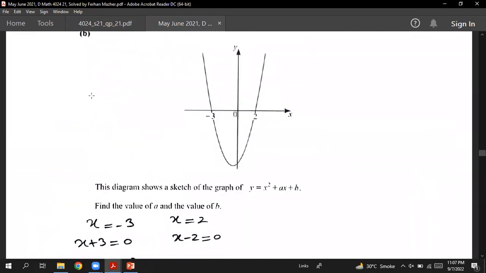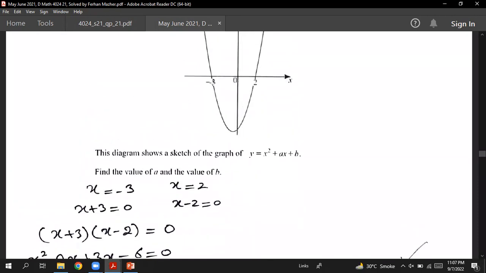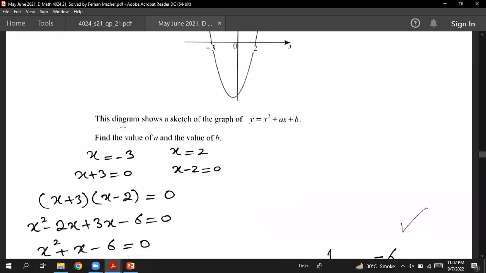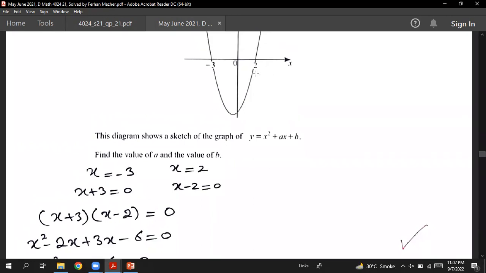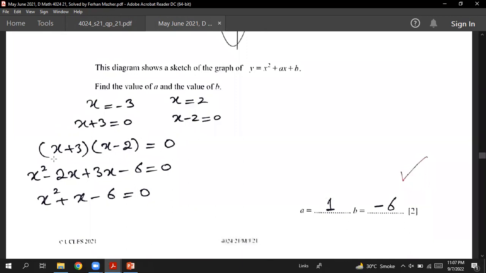Here I have done another way, and this way is much easier. Here the x value is -3. So take this -3 to the other side. So x + 3 = 0. Here x = 2. So take this 2 to the other side and it will become x - 2 = 0. Multiply these two with each other. The left side will multiply with the left side and the right side with the right side.